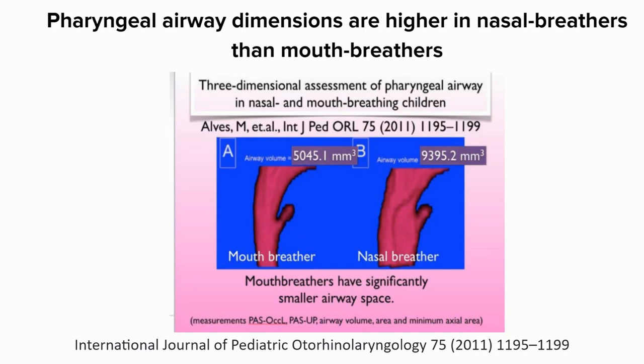Pharyngeal airway dimensions are higher in nasal breathers than in mouth breathers. This three-dimensional assessment of the pharyngeal airway in nasal and mouth breathing children demonstrated that mouth breathers have significantly smaller airway space compared to the nasal breathing individuals.